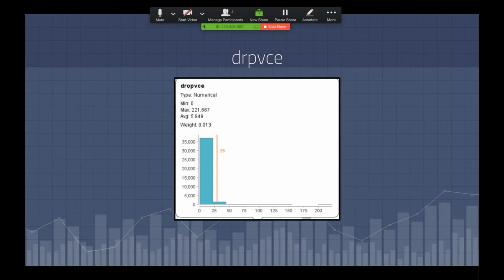This variable is an indicator of how many dropped calls a customer has per month. Most users are under 25, but for those who are over 25, this becomes an important indicator of churn.